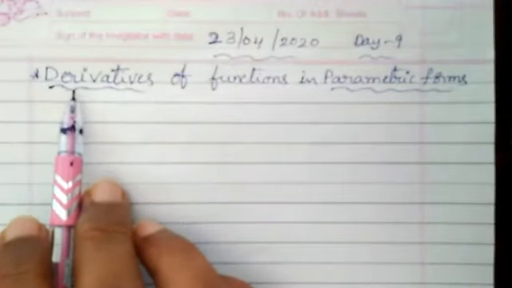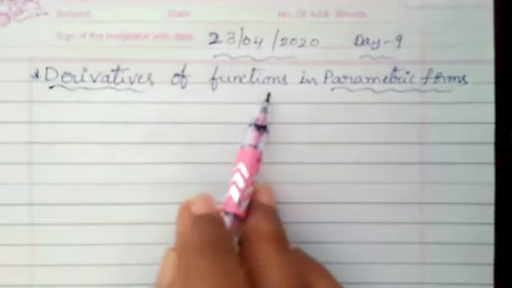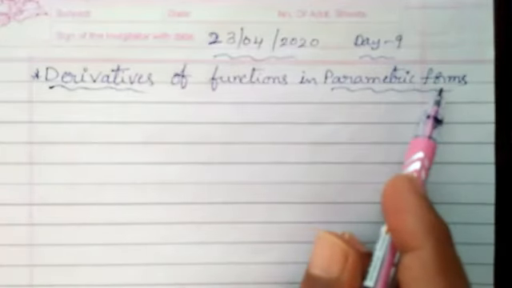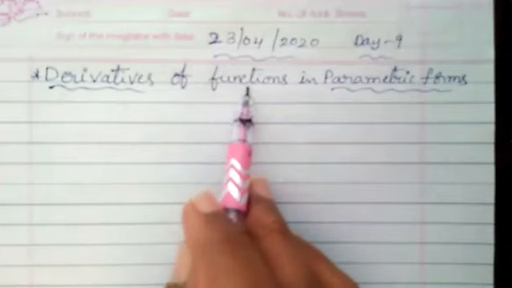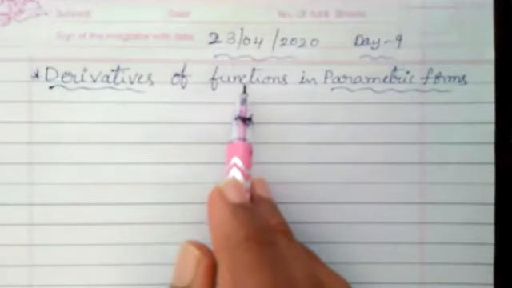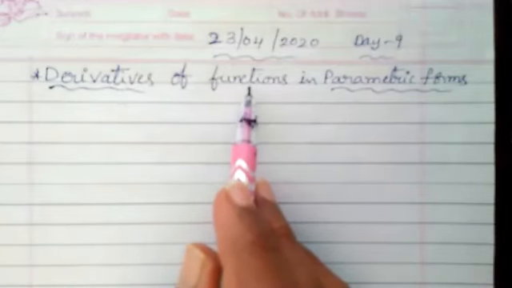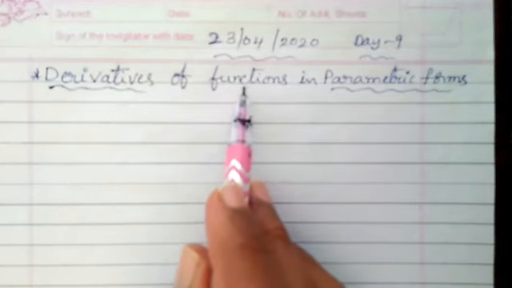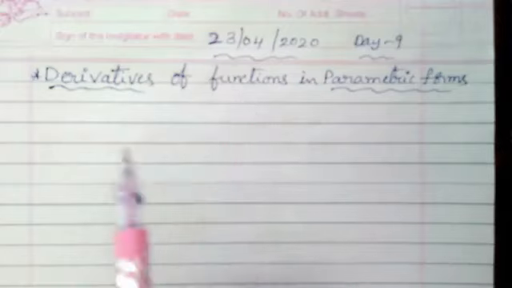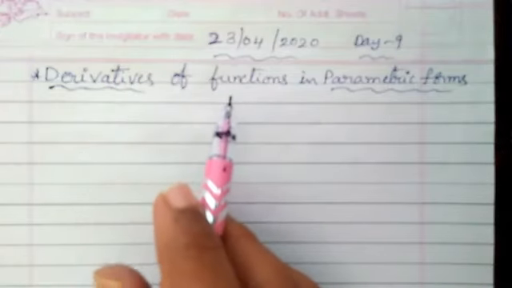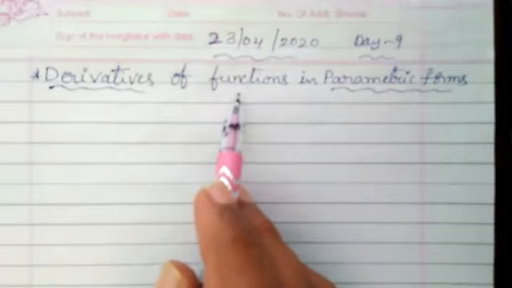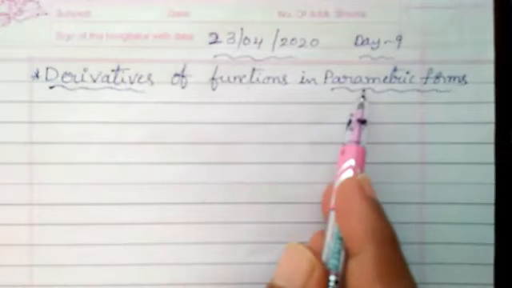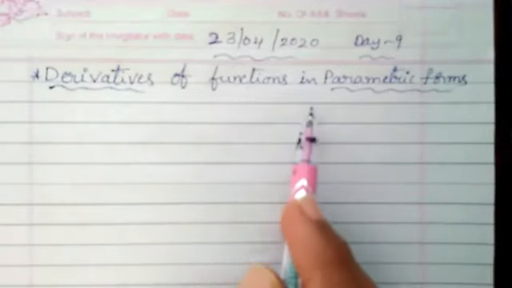Students, the next topic is derivatives of functions in parametric form. Generally, a function has a variable x, and the complete function is denoted by y. So in our differentiation we have two variables, x and y. Now we are taking the parametric form for the variable x and the variable y.